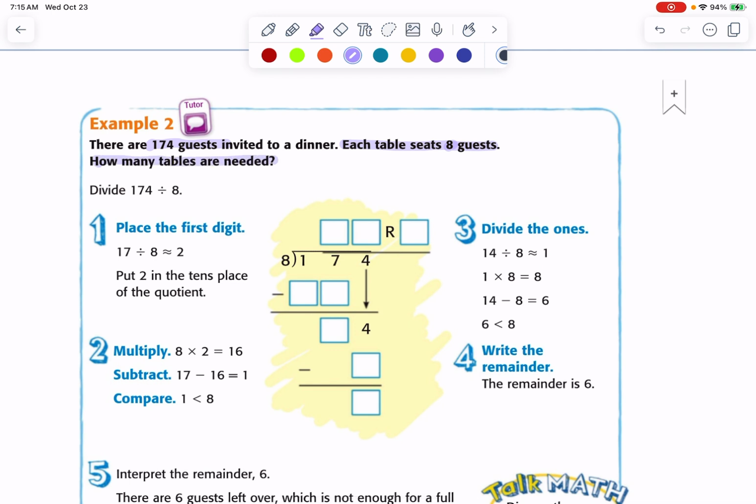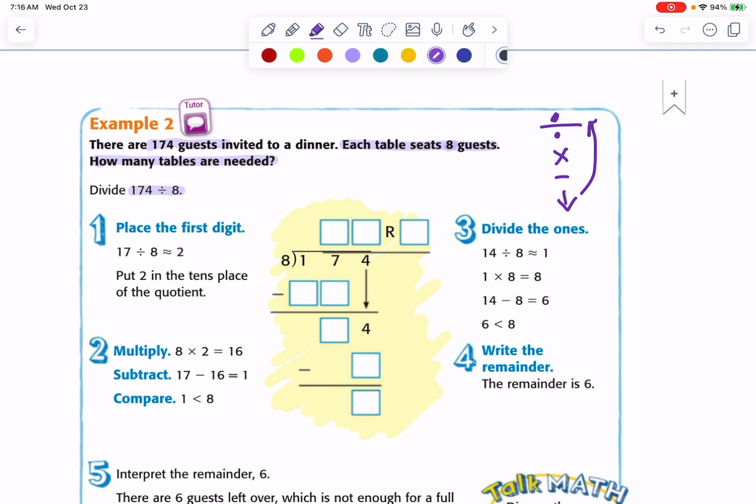So we are going to divide 174 by 8. They've set it up here for us, right? So remember, it is divide, multiply, subtract, bring down, repeat. Okay?